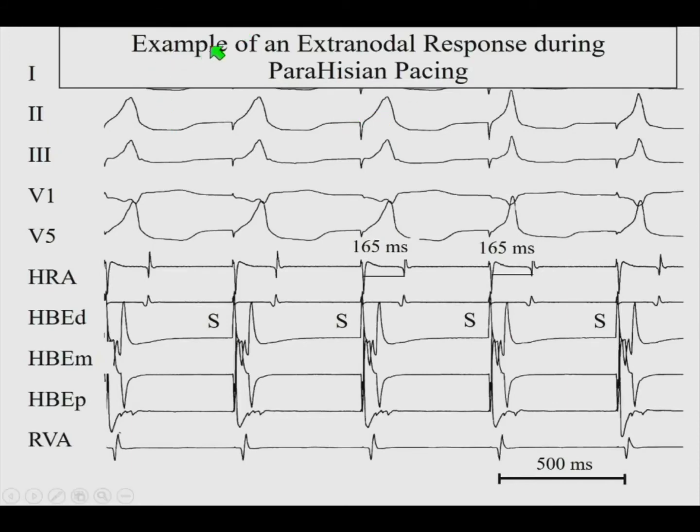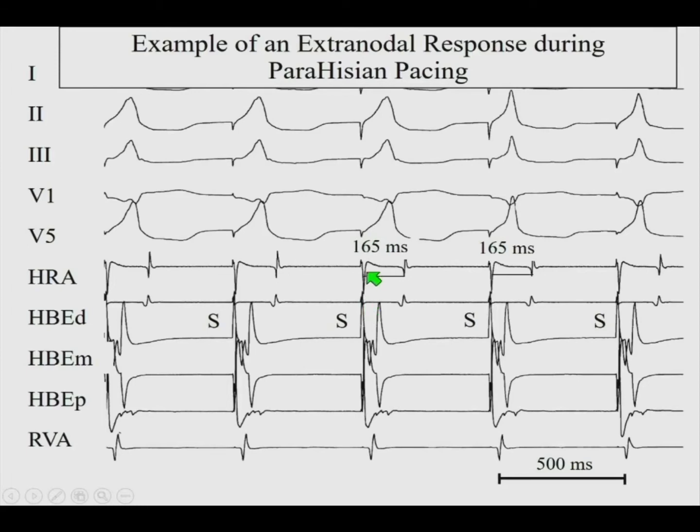So here's an example of an extranodal response during Hisian pacing. And again, we don't have time to go into all this, but how do you determine if you have His capture? We talk about this a lot more now with permanent pacing, but you can look at the intracardiacs, or you can actually look at the surface and usually determine with a wide QRS you don't have His capture, and when the QRS narrows you do have His capture. Those are the 2 patterns you're looking for. You tend to start at a very high output, lower the pacing output, and you'll tend to go from His capture to loss of His capture.